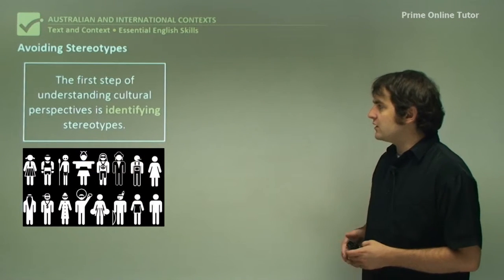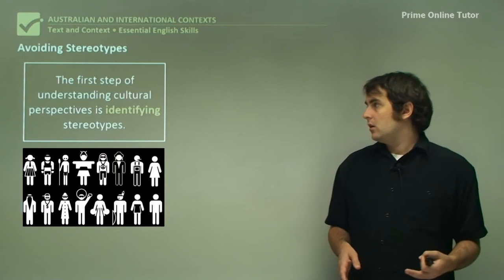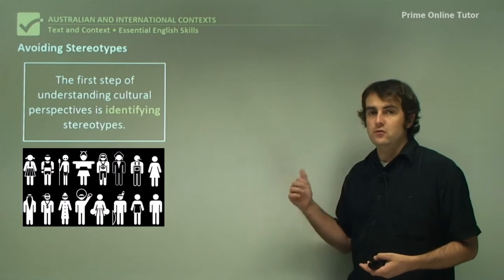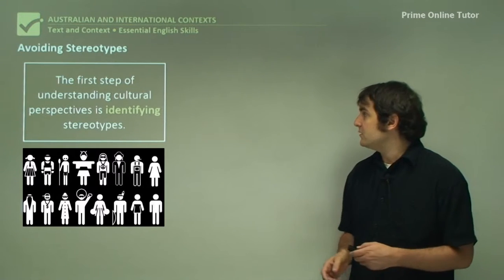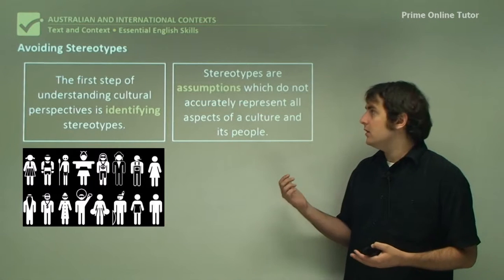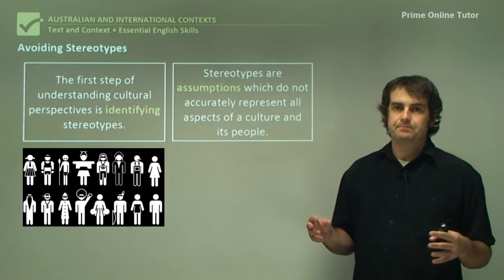Okay, so avoiding stereotypes. Now, as I mentioned before, it's the first thing that you do. And the reason why is basically, not only should you, first of all, identify those stereotypes, you basically need to understand why they're wrong. And basically, they're assumptions which are made by people who live on the outside.